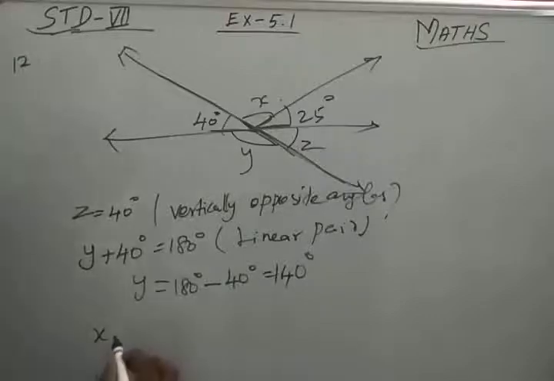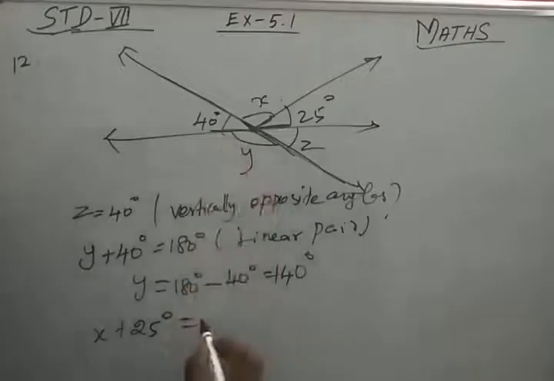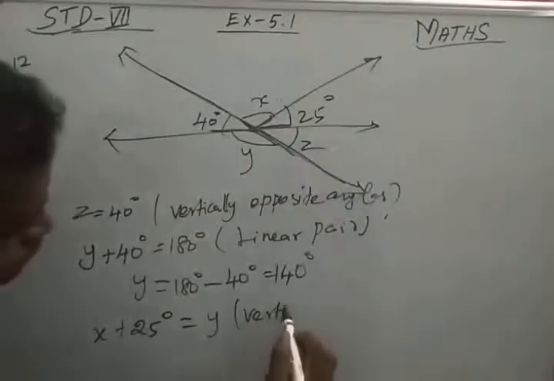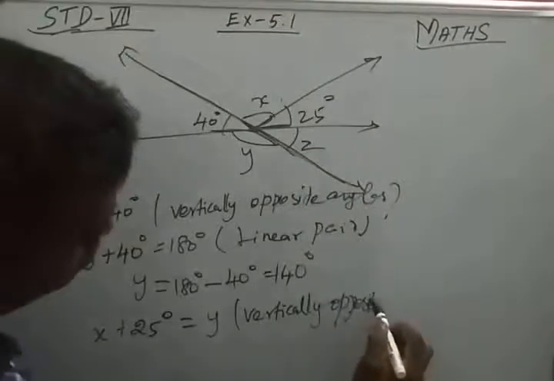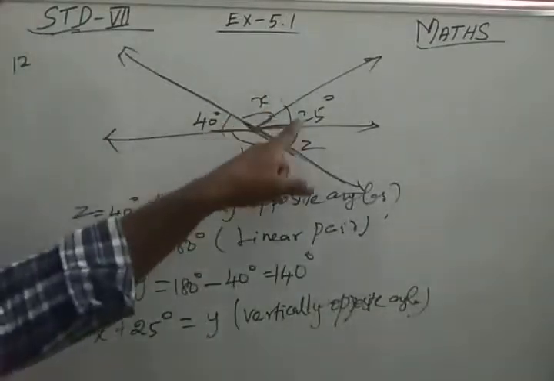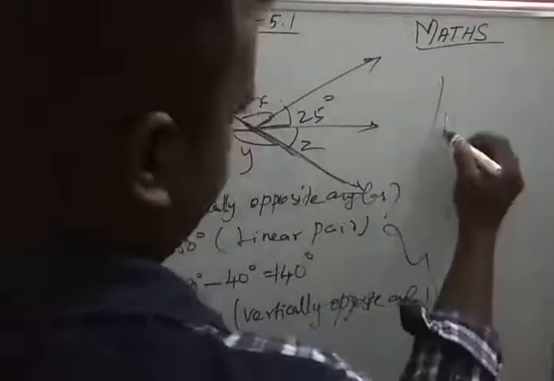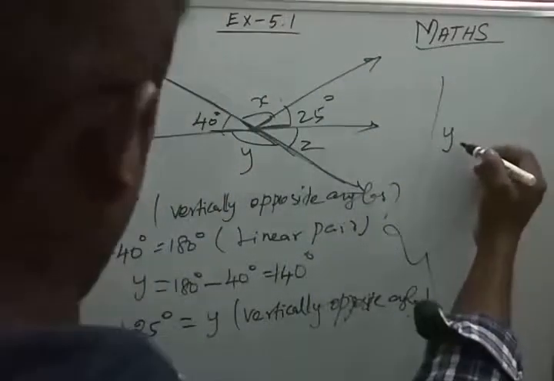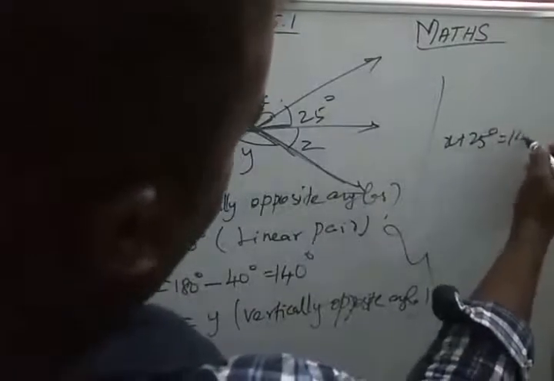So here we are getting x plus 25 degrees is equal to angle y. This is a vertically opposite angle. X plus 25 is equal to y. Then the y value we already know is 140. Y is equal to 140, it is given there. So x plus 25 degrees is equal to 140 degrees.